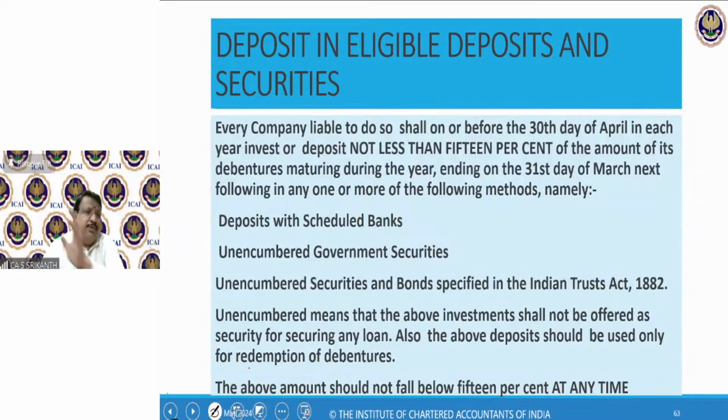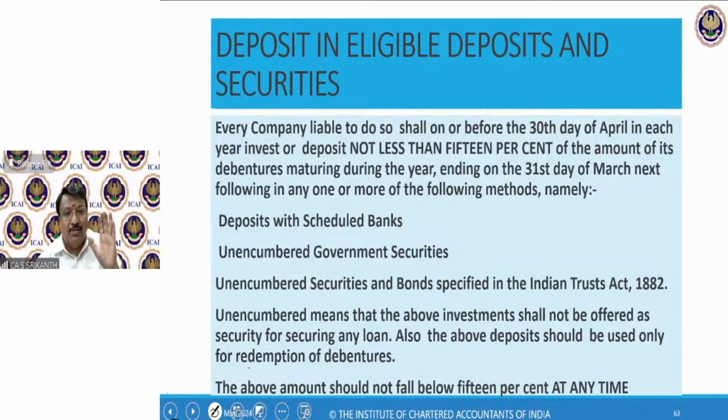See, now I am sitting in 24-25. On or before 30th April, what I should do, I should see what are all the debentures maturing on or before 31st March 2025. So before 30th April, I should deposit 15% of those debentures which are maturing on or before 31st March in a separate account, with a scheduled bank or in government securities or in bonds.